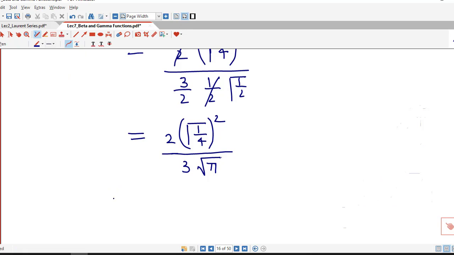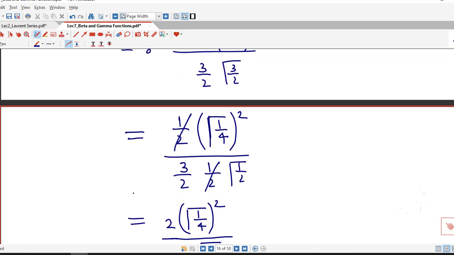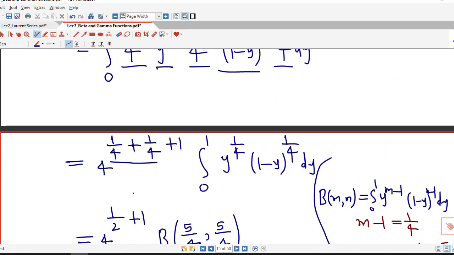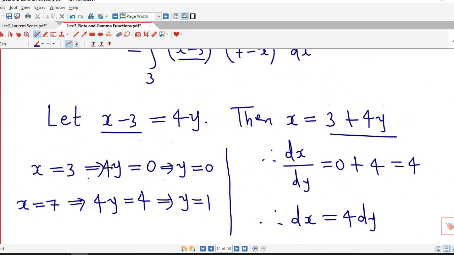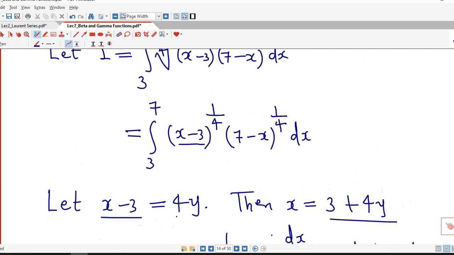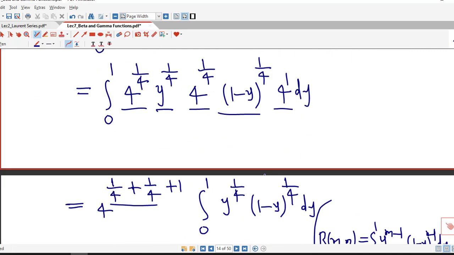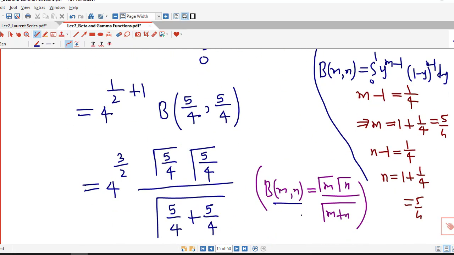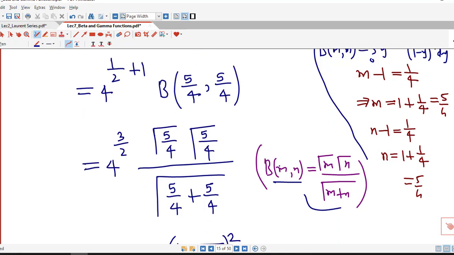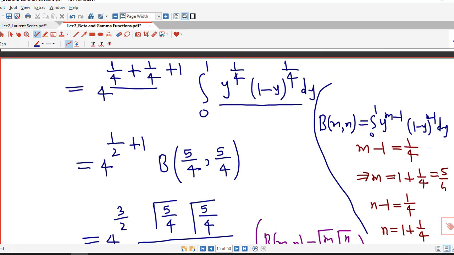Our answer is in terms of gamma function. So in this problem, what is the new thing here? The new thing is substitution. First we tried x minus 3 equal to y, but it has not worked. So we have taken x minus 3 equal to 4y, so that we are able to convert our integral in terms of beta function. And then we are using the relationship between beta and gamma function, and also we are using the definition of beta function here to convert this integral in terms of beta function.